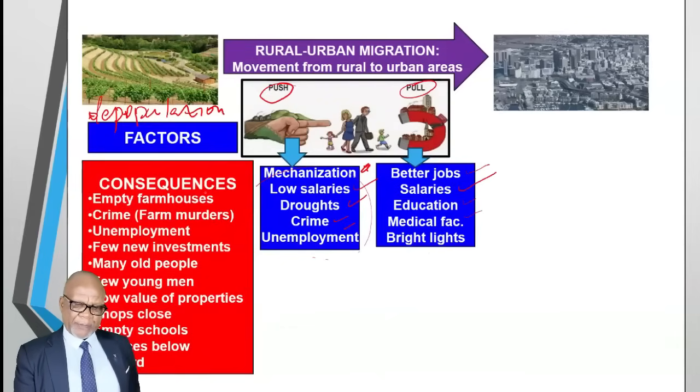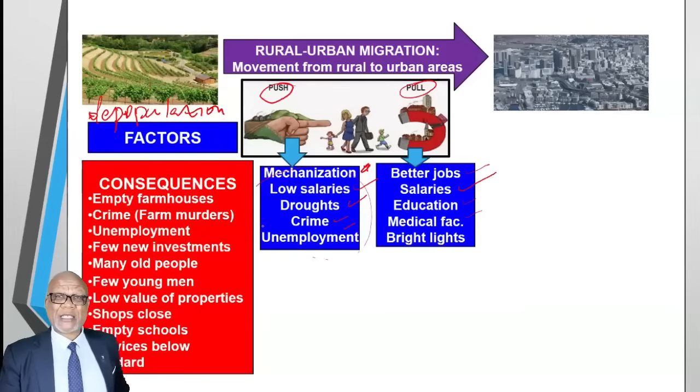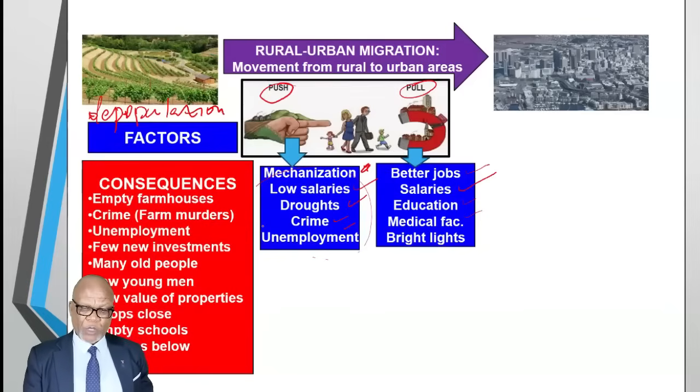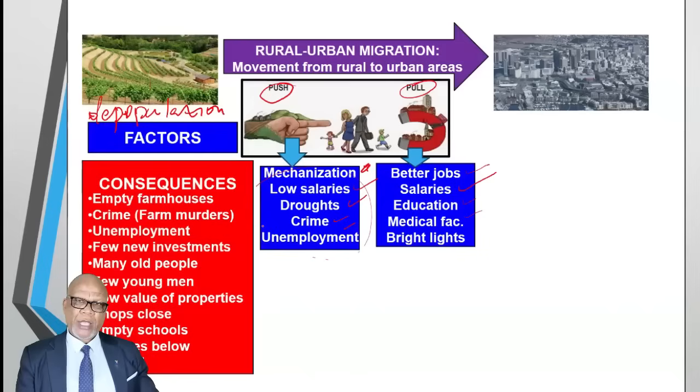There's going to be empty farmhouses. Crime or farm attacks may increase. There's going to be unemployment. So what are we looking at here? We're looking at the cycle of rural decay, the cycle of poverty. People moved because they were unemployed, and some of the people that moved out were employers. Let's say it's a shop owner. He has a small shop and has hired a few people, but because the people are no longer buying, he does not make enough profit. So he chooses to close his shop and move out.